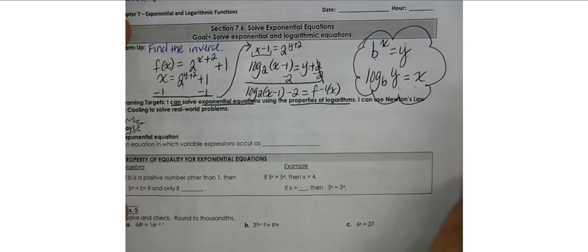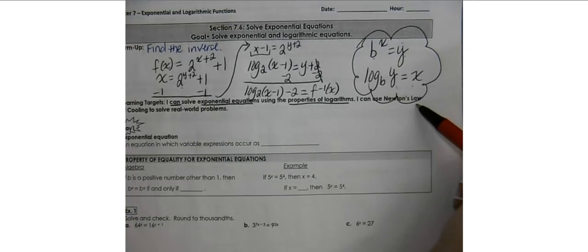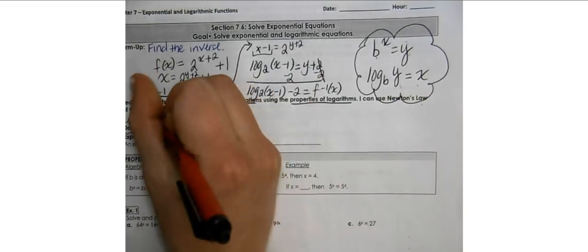Our learning target for this lesson is for you to be able to say, I can solve exponential equations using the properties of logarithms, and I can use Newton's law of cooling. So we have a story problem at the end. We're going to use Newton's law of cooling to solve real-world problems. We're going to actually solve that equation using both the skills that we're learning today in terms of solving exponential equations as well as Newton's law.